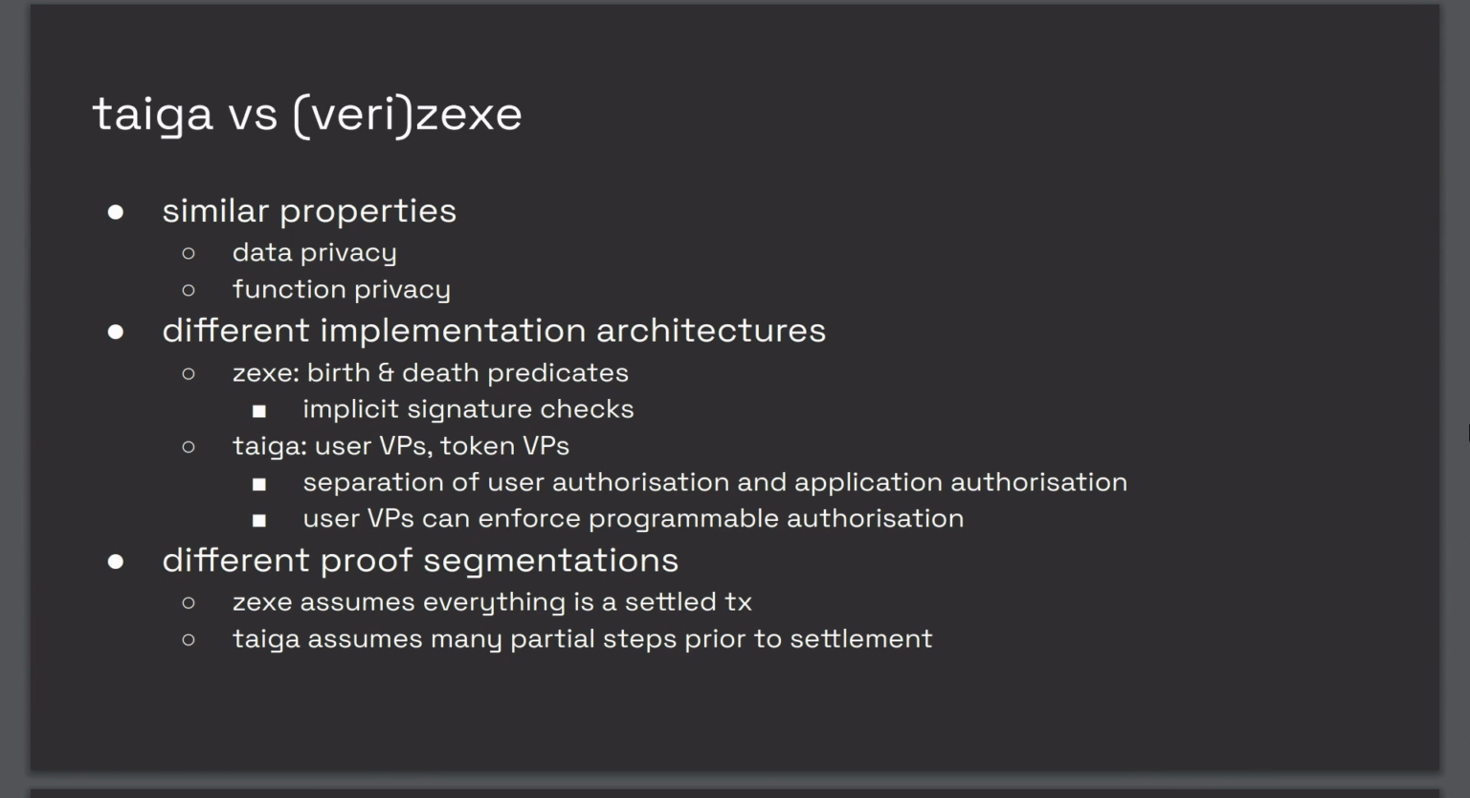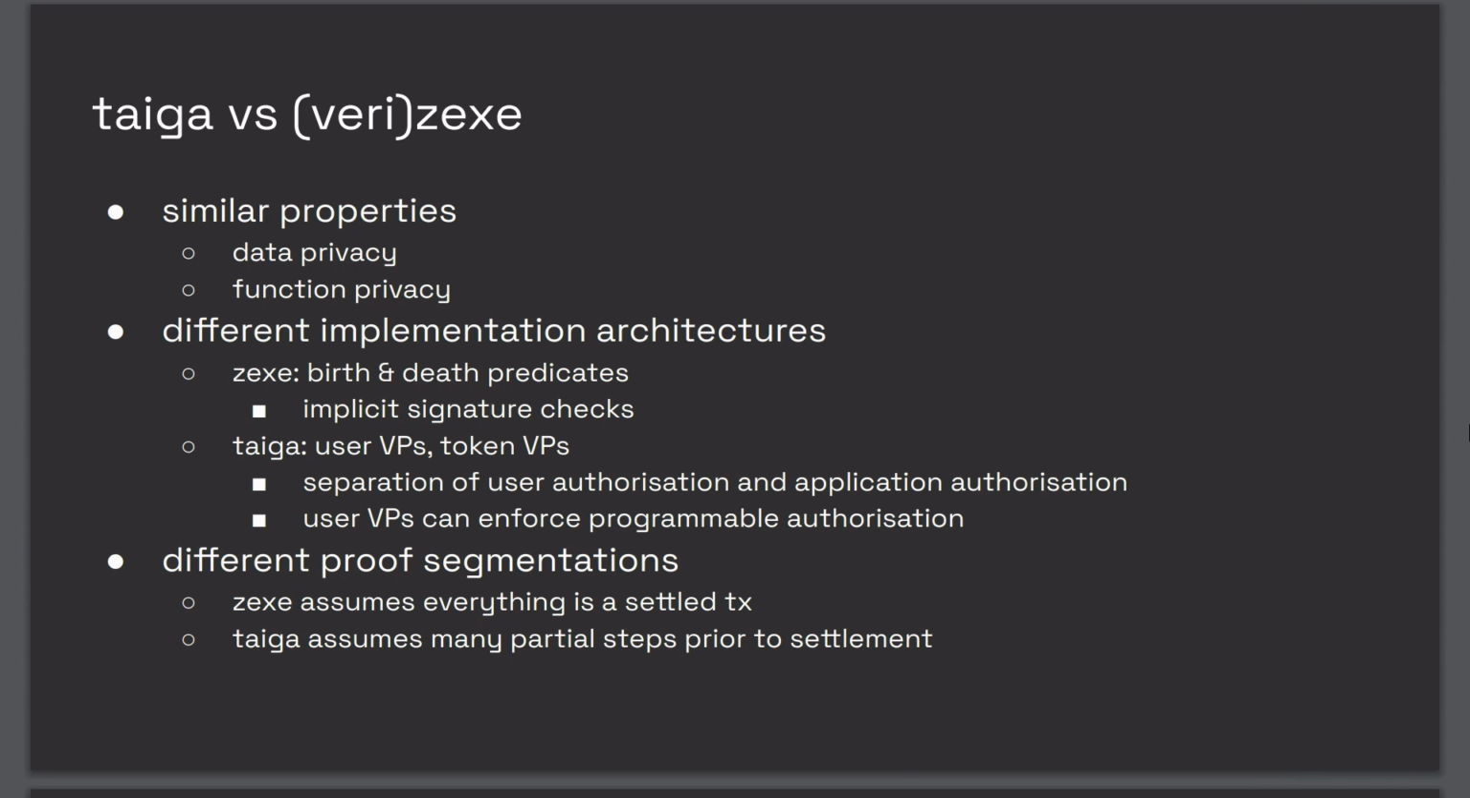In Taiga, we use a different segmentation, so we split things into user validity predicates and token validity predicates, which in our model allows for this separation of user and application authorization. It means that user VPs can do programmable authorizations. They can have like spending limits per day. They can have state, right? Just represented as an NFT in the circuit.